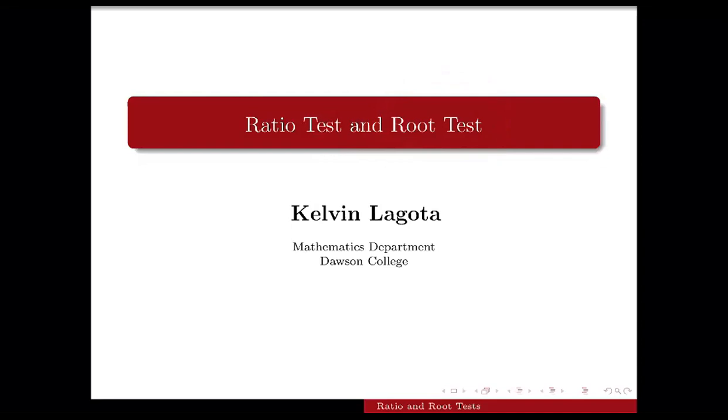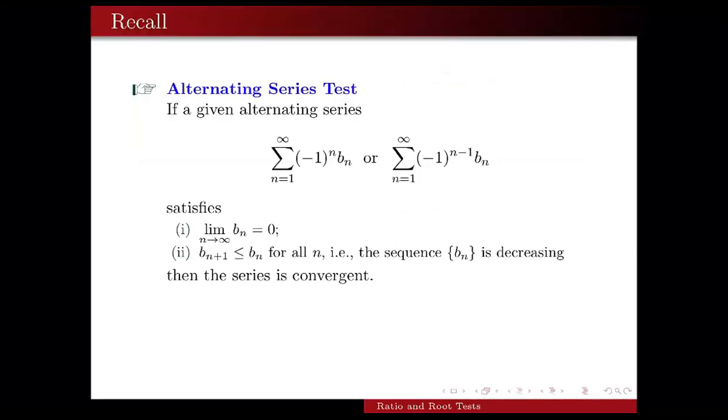First, let us recall some tests that we have discussed. The alternating series test. You have the alternating series, and suppose the Bn satisfies these two conditions here. Of course, we are assuming that Bn are positive for all n. So if these two conditions are satisfied, then the series is convergent.